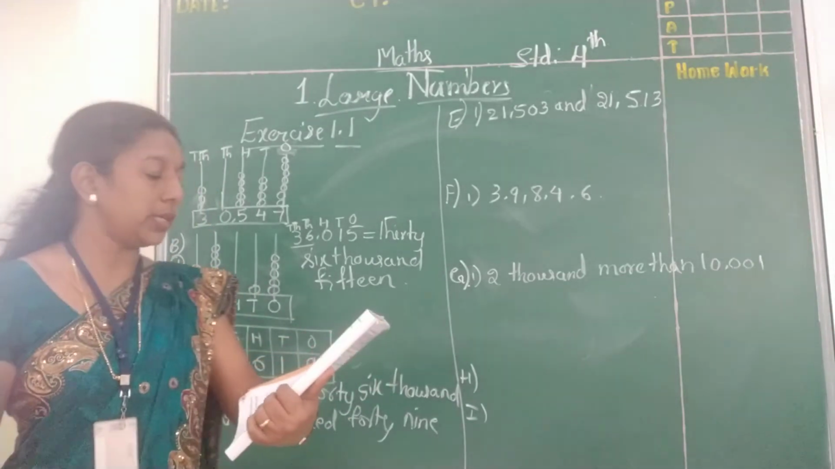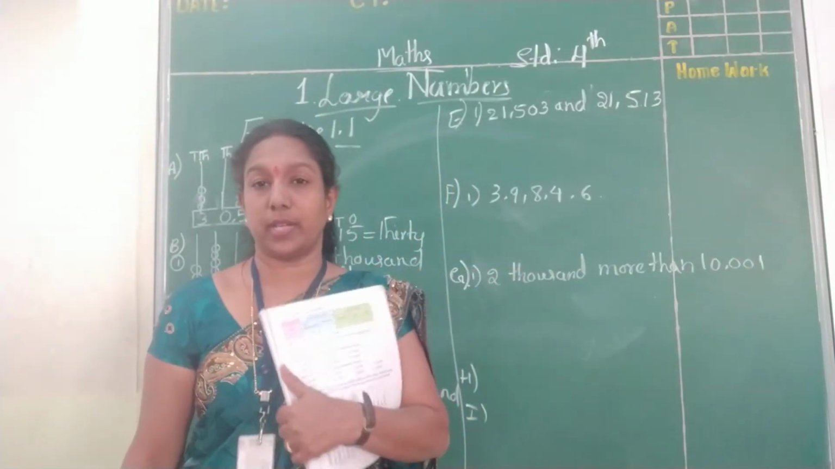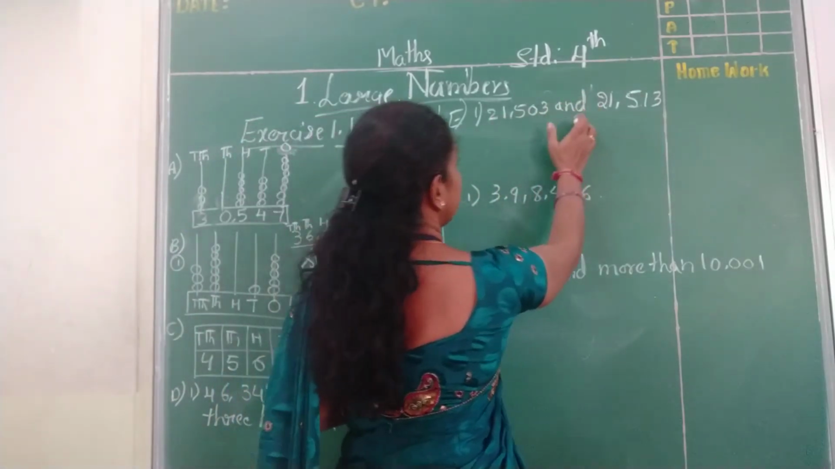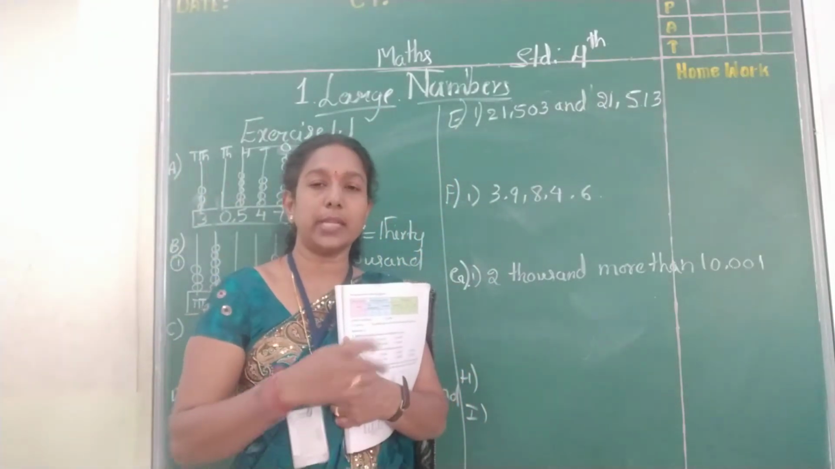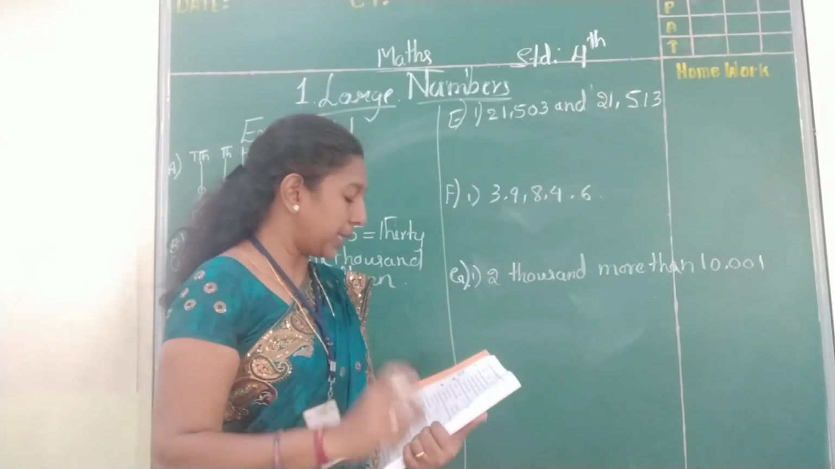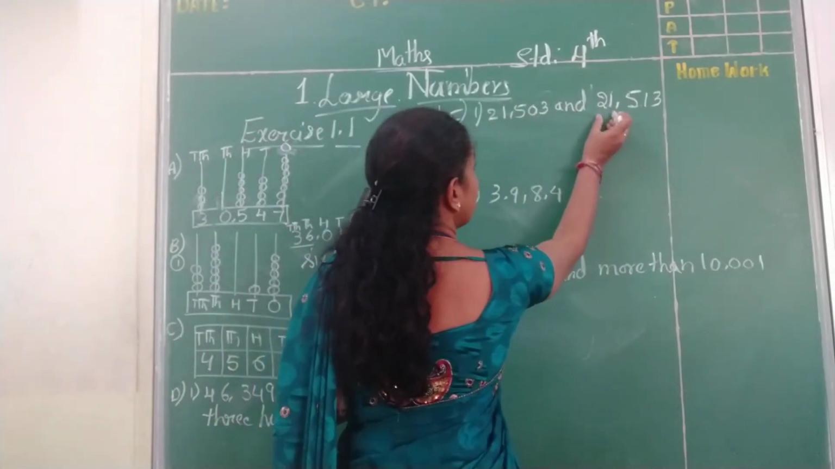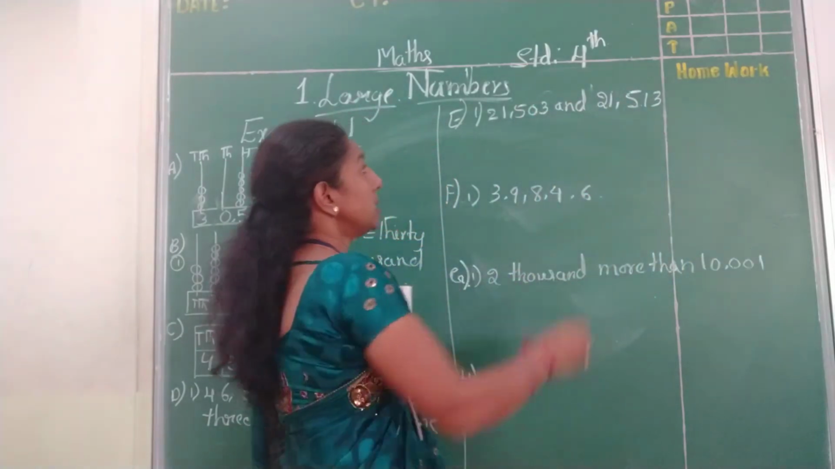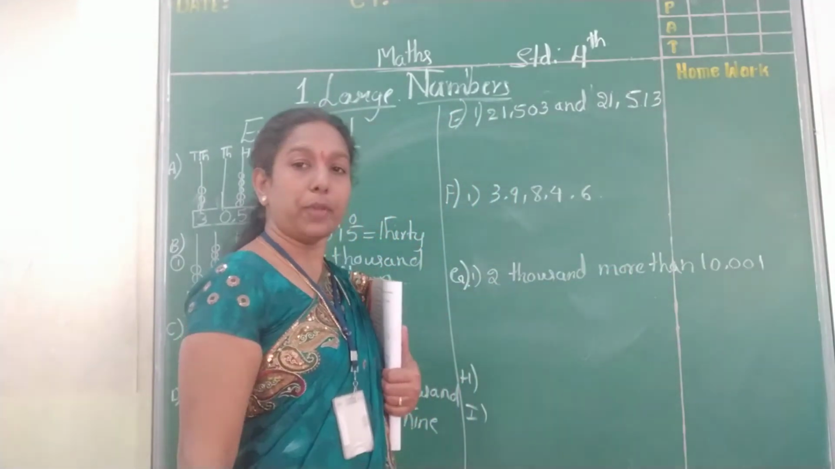Okay, now let us come to the E question. Here, what are they given? Write all the numbers between 21,503 and 21,513. See children, when they tell you like this, first we should see what the numbers are that they are given here. So first thing is 21,000, here also 21,000, 500, here also 500. Next we have to continue like that. Means here 0, 3, sorry 13 they are given. So now we have to continue.